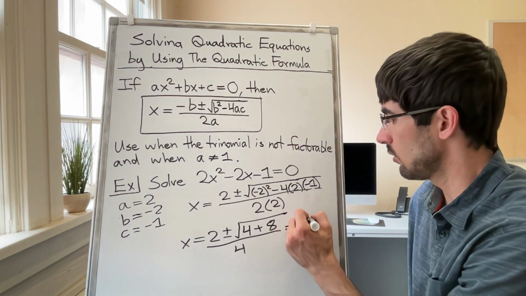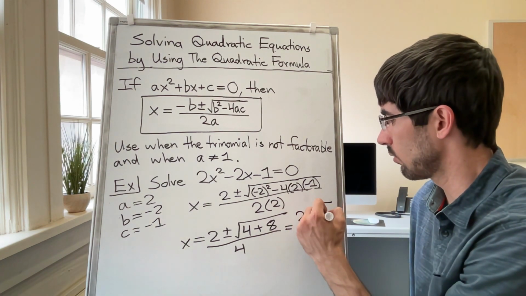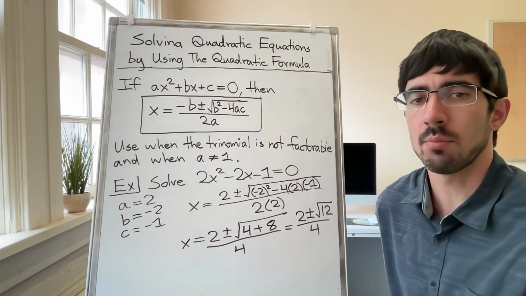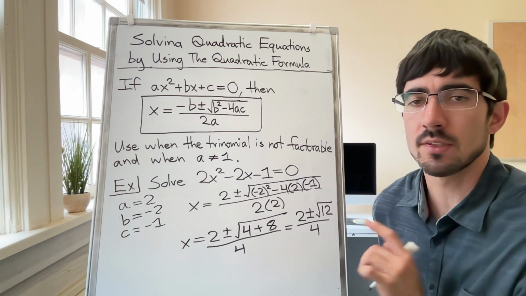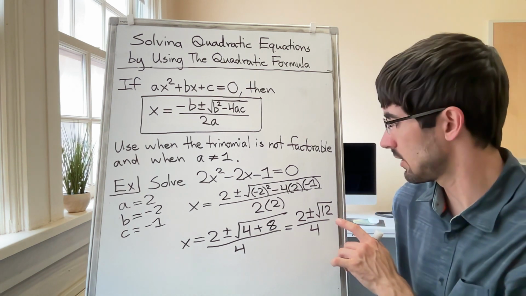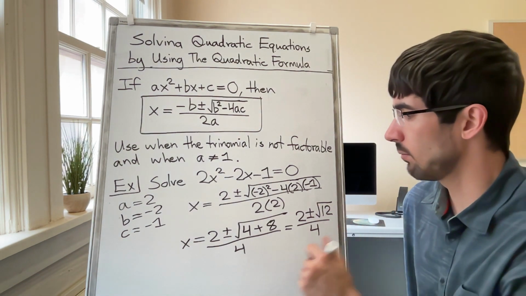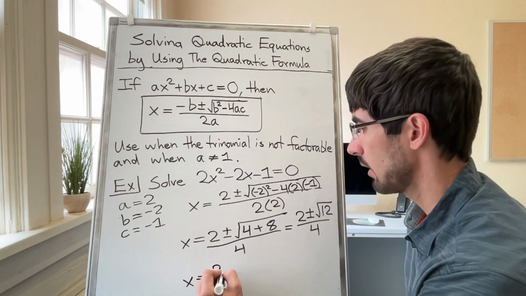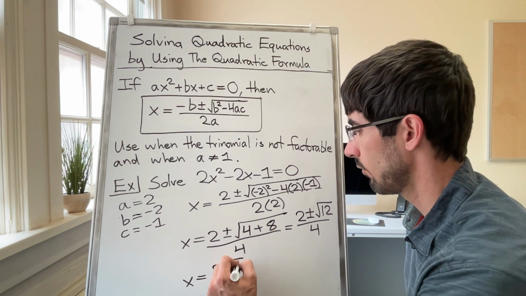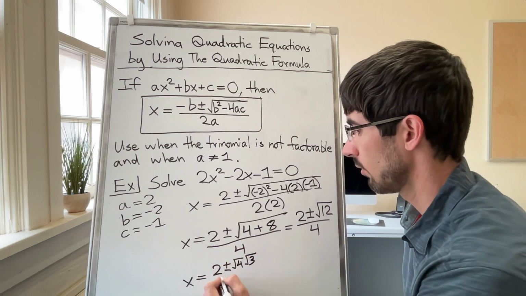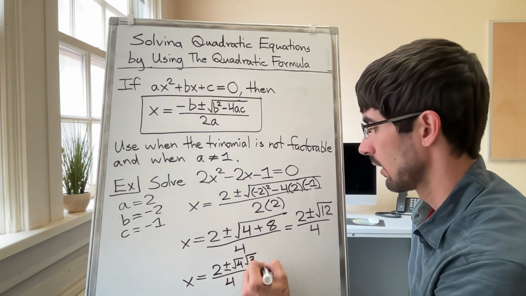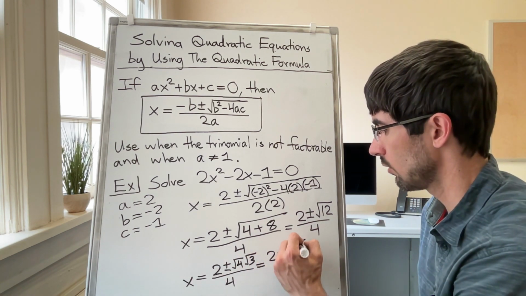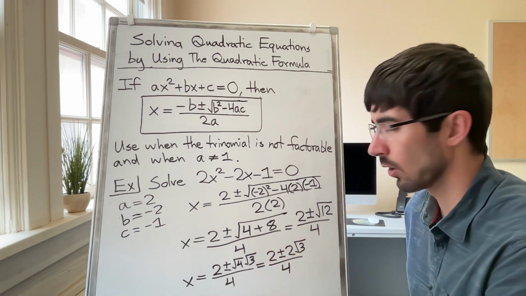This is equal to 2 plus or minus the square root of 12 over 4. And you might be tempted to stop here, but we actually need to fully simplify these radical expressions. So the square root of 12 can be rewritten. We've talked about this already. I can rewrite the square root of 12 as the square root of 4 times the square root of 3. When I simplify that result, I get 2 plus or minus 2 root 3 over 4.